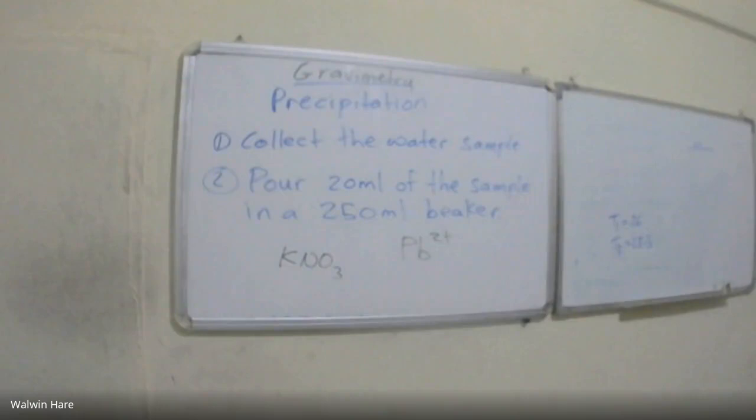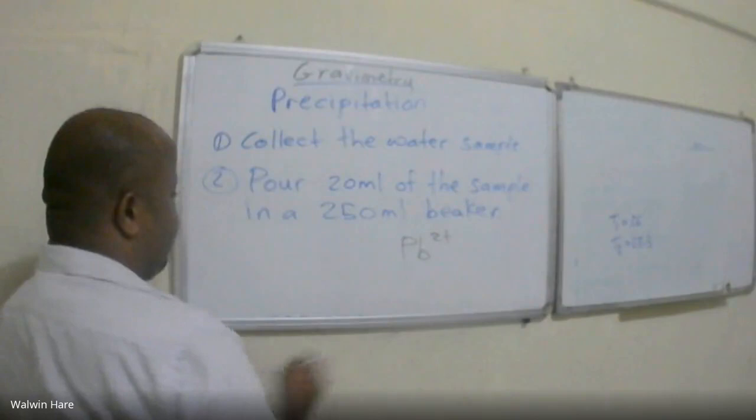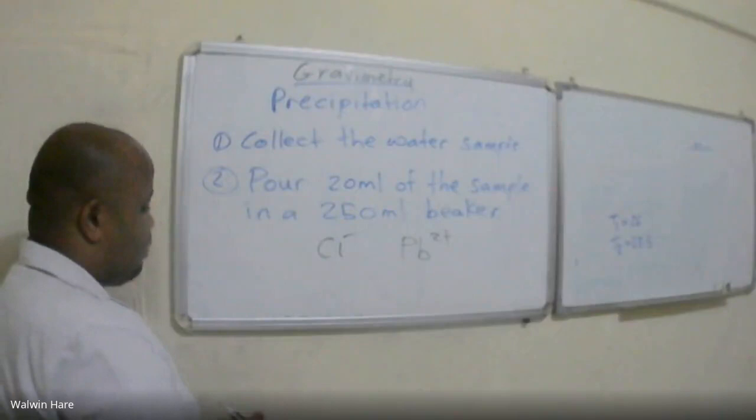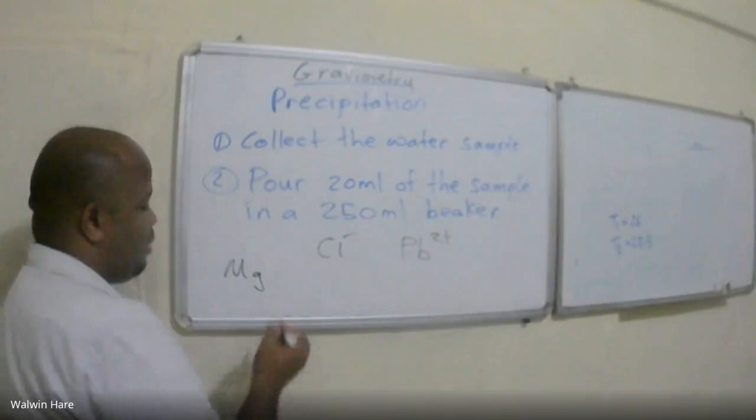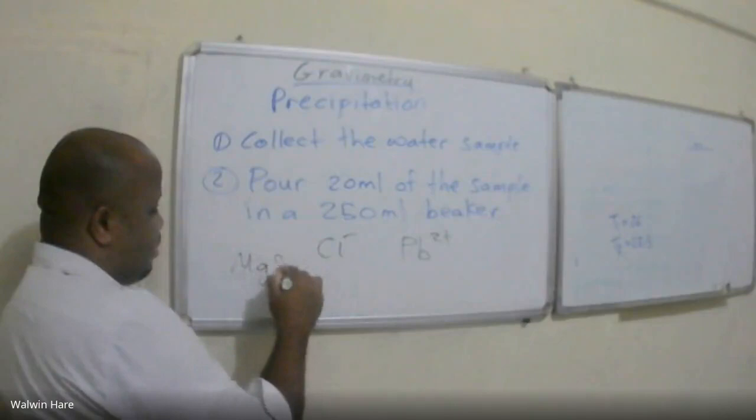Likewise, if you have the chloride ion, and you add, let's say, a solution of magnesium chloride, not magnesium chloride, magnesium sulfate, okay, magnesium sulfate, or ammonium sulfate.